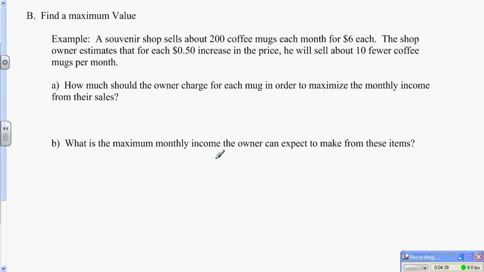And we'll end with a word problem here. We have a souvenir shop that sells about 200 coffee mugs each month for $6. The shop owners estimate that for each $5 increase in the price, he will sell about 10 fewer coffee mugs per month. How much should the owner charge for each mug in order to maximize the monthly income from their sales, and what is the maximum monthly income the owner can expect to make from these items.